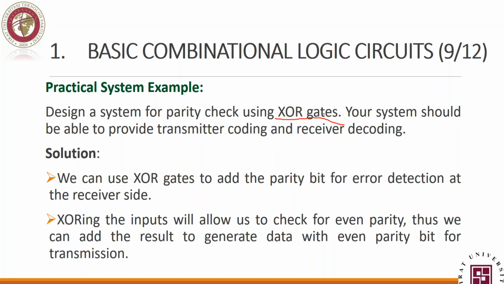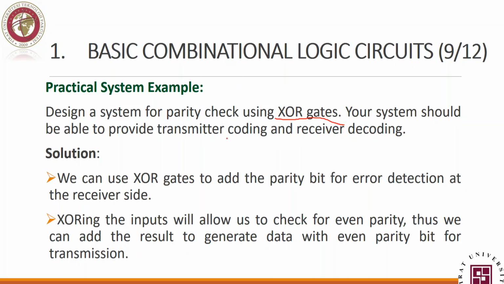How about if we XOR zero with one, the output is one. If we XOR one and zero, the output is one. So in the case of dissimilarity we have one, and in the case of equality we have zero. In other words, this XOR gate will check for you the number of ones that you have in the input, whether it is odd or even. If it is even, the output will be zero. If it is odd, the output will be one.